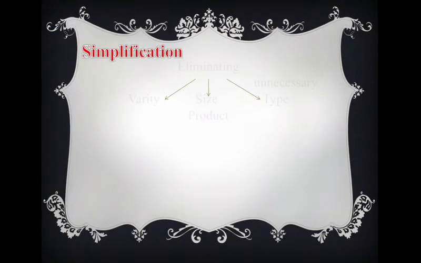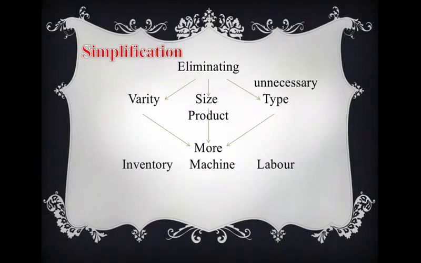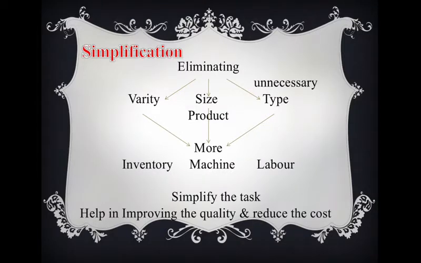Simplification of work means eliminating unnecessary variety, size or type of a product. If there is more variety or size or type of product, then there will be more requirement of inventory, machines and labor. Simplifying the task will help in improving the quality and reducing the cost.